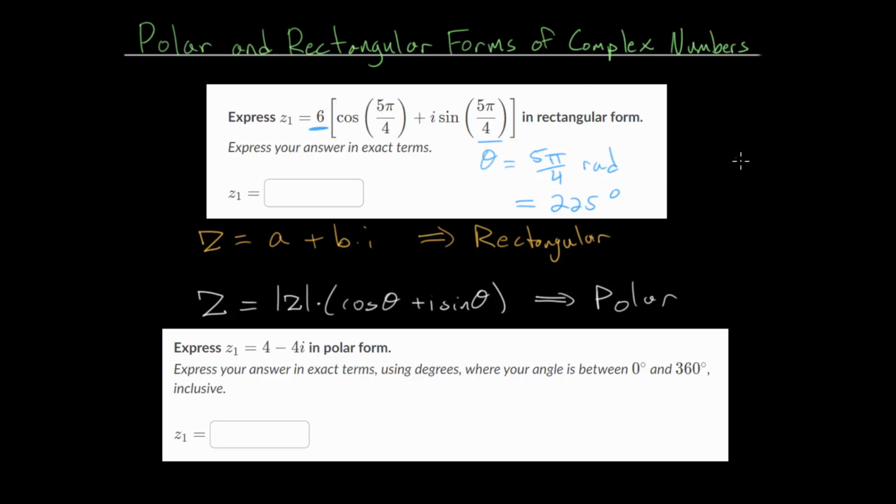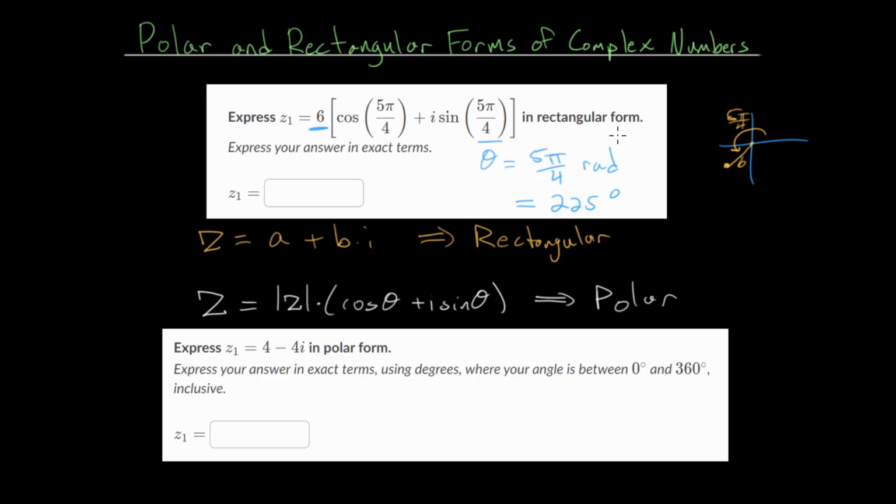So if we wanted to look at this graphically, we would see that this complex number is in the third quadrant and would be a distance of 6 away from this origin here. And again, this angle here is 225 degrees, or 5 pi over 4 radians.